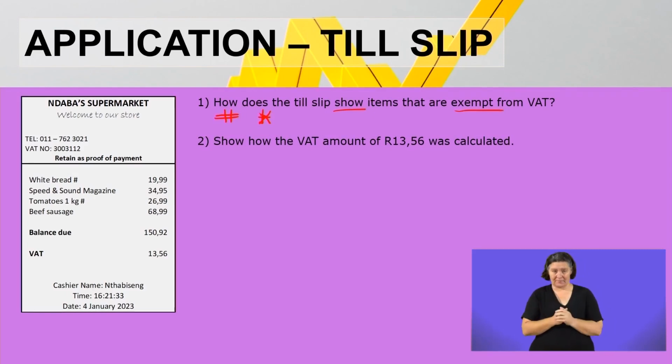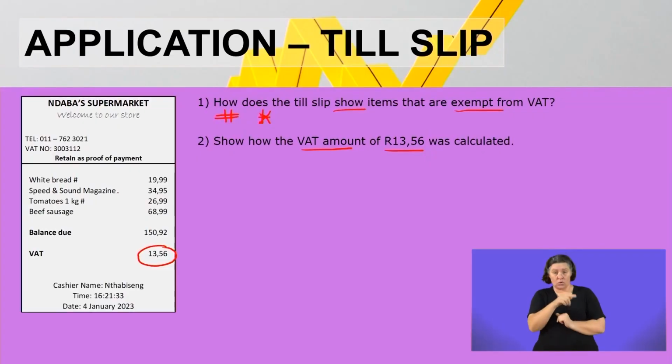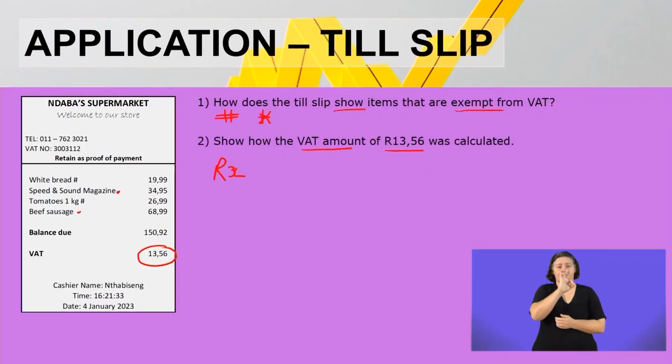Question number 2. Show how the VAT amount of R13.56 was calculated. So here is the VAT that we are referring to. Now I want you to pay close attention. Looking at this, the Speed and Sound magazine as well as the beef sausage are items that include VAT. So I'm going to quickly get the value of that. I'll take the R34.95 plus R68.99. What will those VAT items give us?